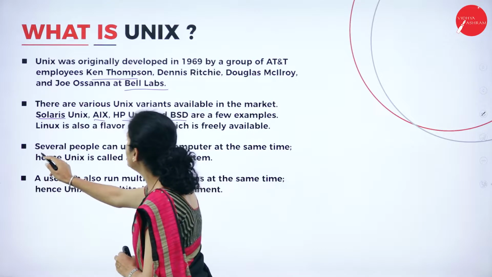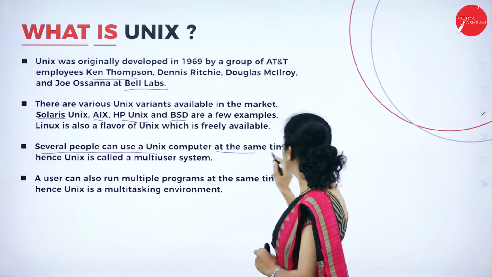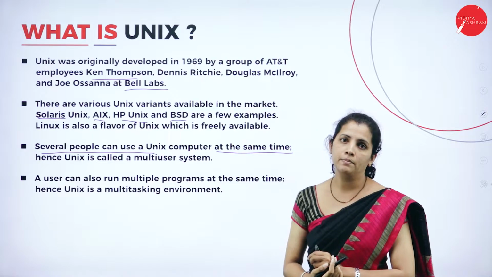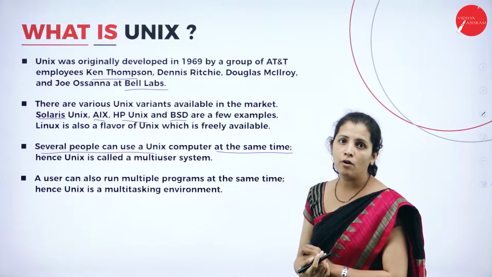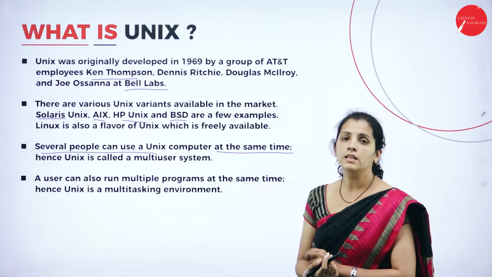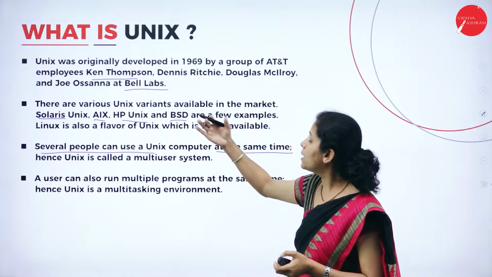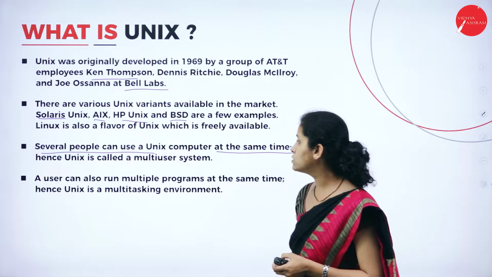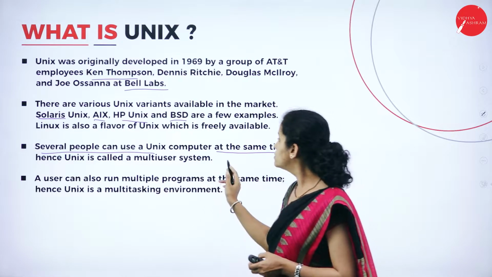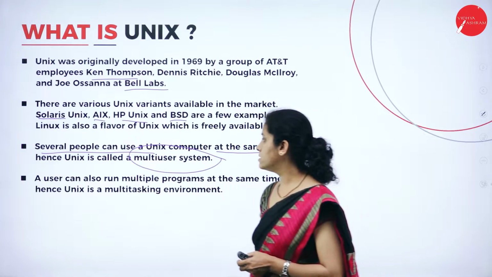Several people can use a Unix computer at the same time. So this is an example of a multi-user operating system. That means multiple users can communicate with the Unix operating system. So it is called a multi-user operating system.